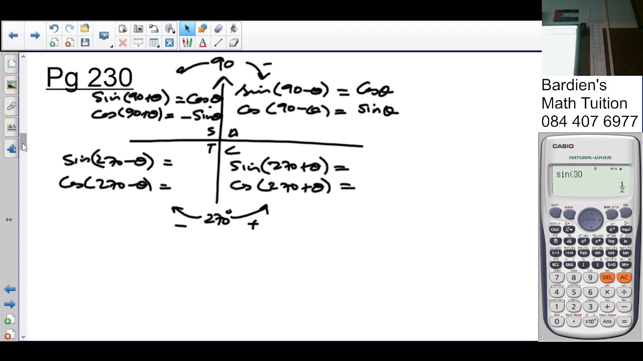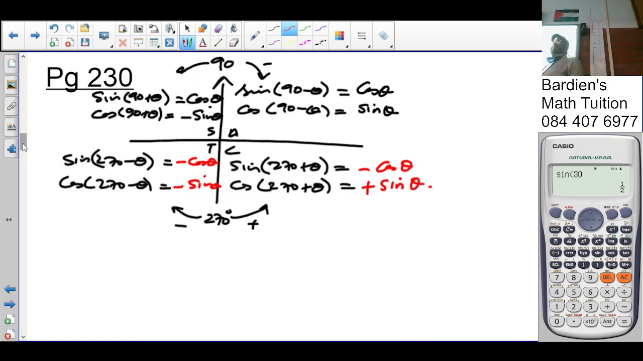So what would sine of 270 minus theta be? What would this one be? Negative cos theta. And cos of 270 minus theta? Negative sine theta. Okay. Sine of 270 plus theta is negative cos theta, and cos of 270 plus theta is positive sine theta. Who's confused? You all understand? It's fairly simple.